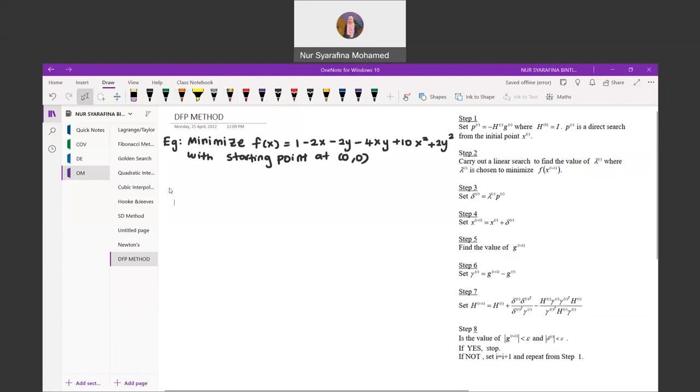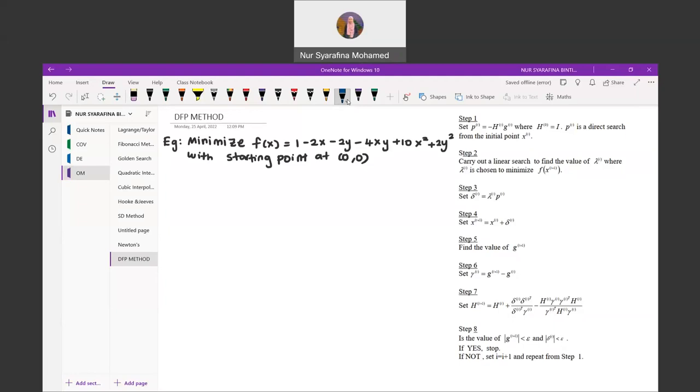So here we have the algorithm of the DFP. We want to minimize the function 1 minus 2x minus 2y minus 4xy plus 10x squared plus 2y squared. As mentioned in the notes, this method has a number of iterations according to the number of variables. We have two variables, so we should stop after two iterations.